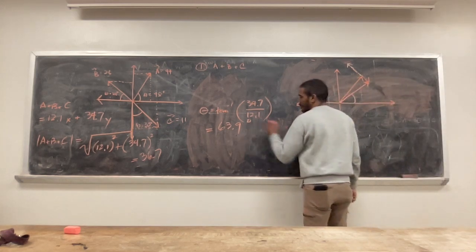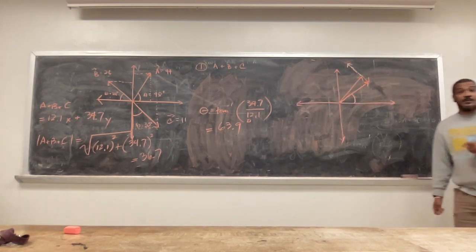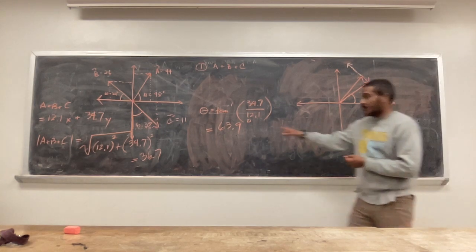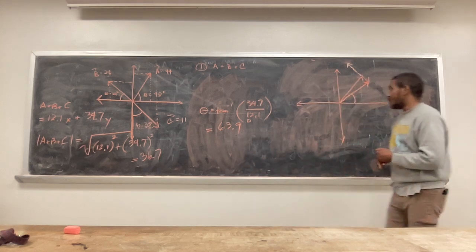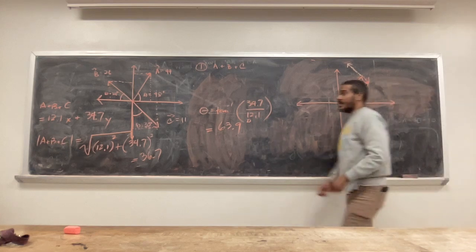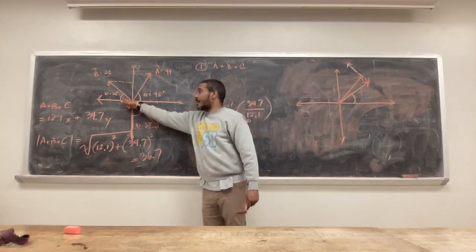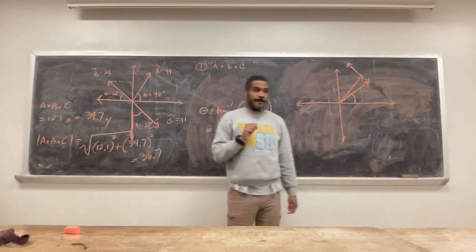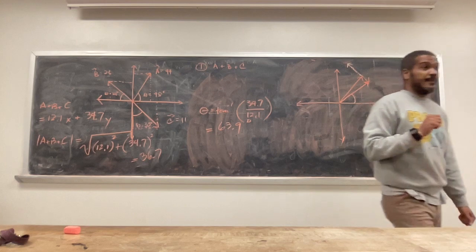Direction is an angle. See, we don't practice enough. Direction is an angle, that's what direction is, 63.9 degrees. Just like here, this tells me the direction of my vector. Any questions about that?